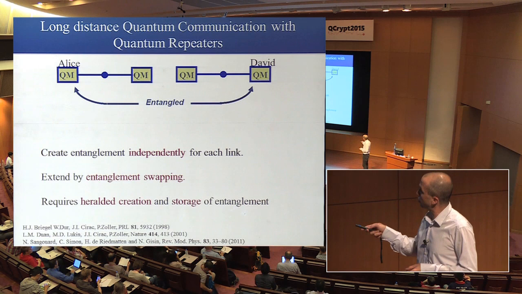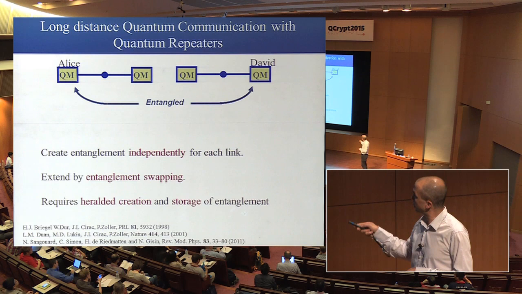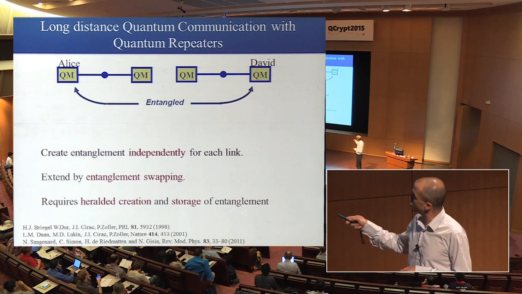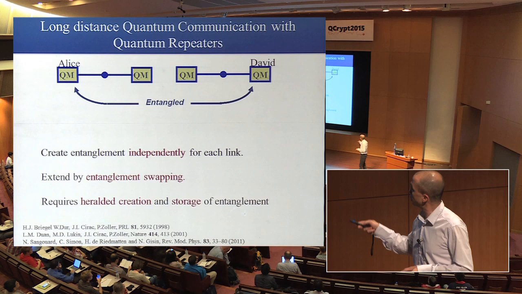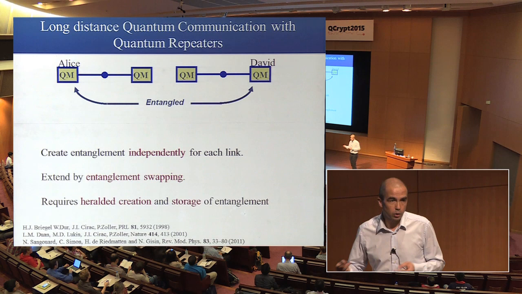So what you can do to make this more scalable is to have a quantum memory that is able to store the quantum entanglement, waiting for the other part of the network to be ready. So you try to entangle this one, and when you have a success, you stop, you store the entanglement, and you wait for the other link to be ready.